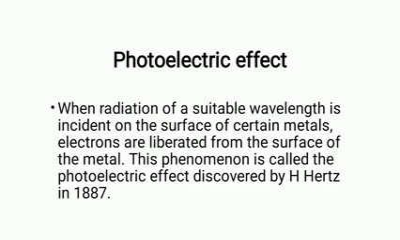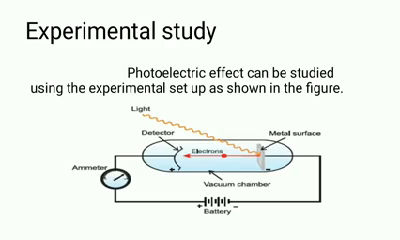This phenomenon is called the photoelectric effect, and it was discovered by Heinrich Rudolf Hertz in 1887. The emitted electrons are called photoelectrons. The current generated is called photocurrent. Then the experimental study of the photoelectric effect.